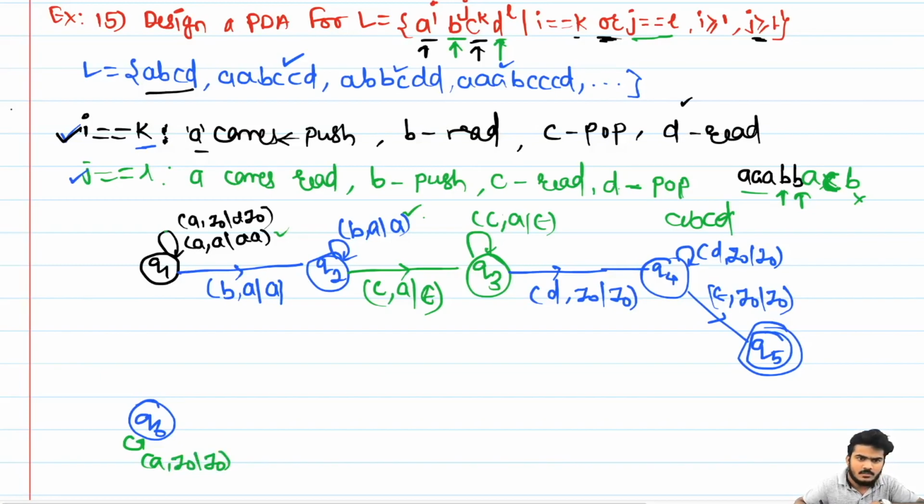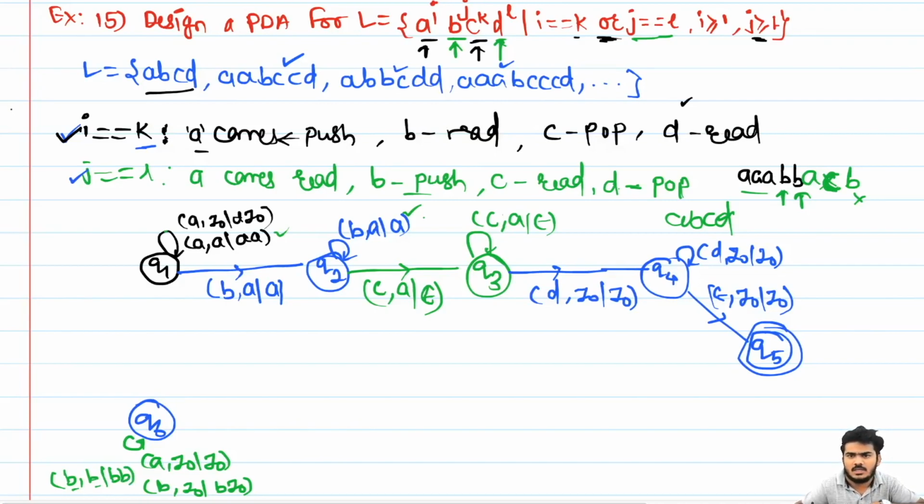Similarly, when B starts occurring, I have to push that B into the stack, so it becomes B Z0. Similarly, we will get the transition B on B. B is the input and the top of the stack is B, so I have to push that B into the stack. So this will become BB.